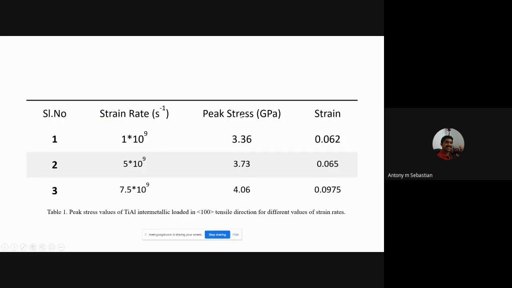And then this is the tabular representation of the peak stress values and at what corresponding strain the peak stress value was observed. You can see that with increase in strain rate, the peak stress value has actually increased from 3.36 gigapascal to 4.06 gigapascal. And the strain has also increased abruptly from 0.062 to 0.0975. And you can observe that the plastic region has increased along with the increase in peak stress, which shows that at increased strain rates, high values of ductility can be observed.